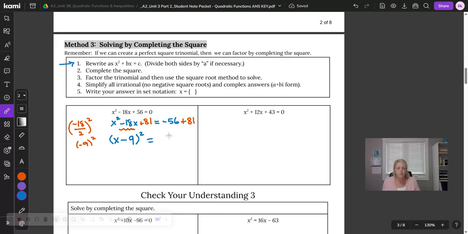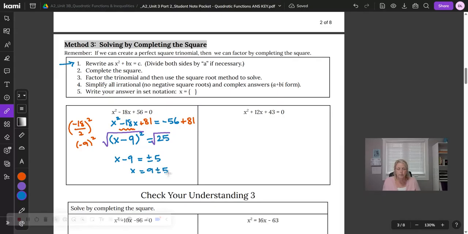Okay, simplify the right hand side. Negative 56 plus 81 gives me 25. And now I have a quantity squared, so I'm ready to take the square root of both sides. Okay, now the square root of this quantity is just what's inside, so x minus 9 equals, and then the square root of 25 is plus or minus 5. And then we need to solve for x, so we're going to add 9 to both sides. So x equals 9 plus or minus 5.